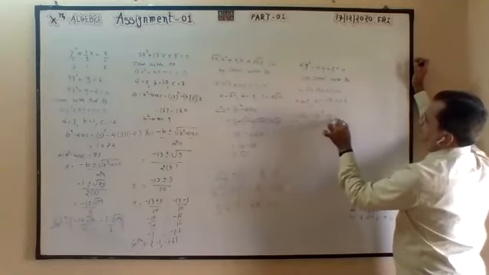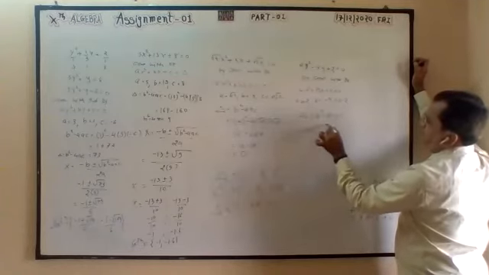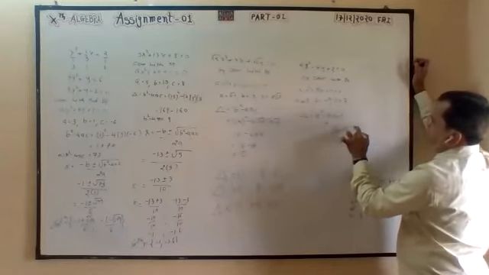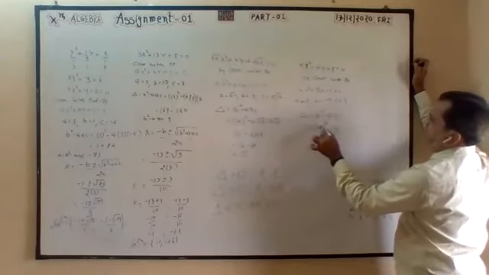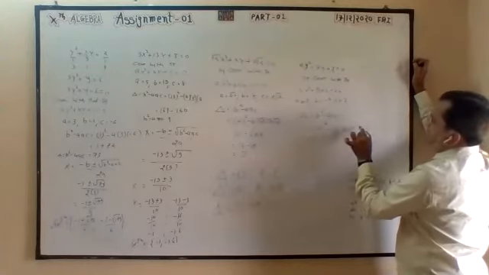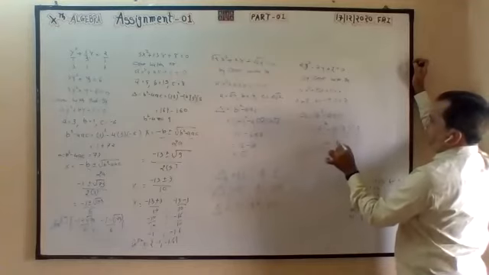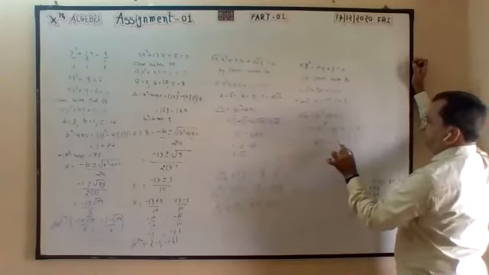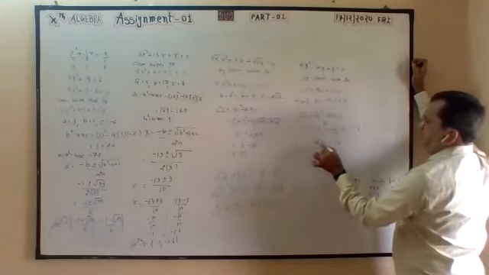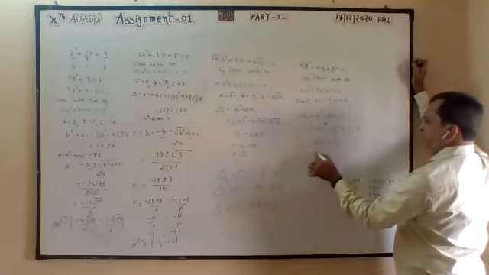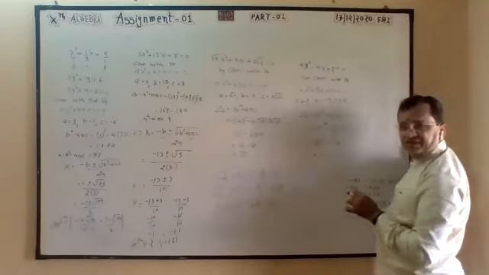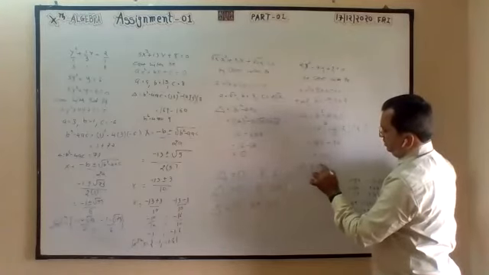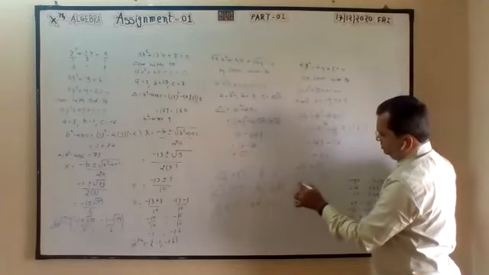b square minus 4ac. b square minus 4ac. 4 twos are 8, 8 twos are 16, minus minus plus 7 square is 49. 49 minus 16 is 33. It is positive. So the discriminant is equal to 33. Discriminant is greater than 0.